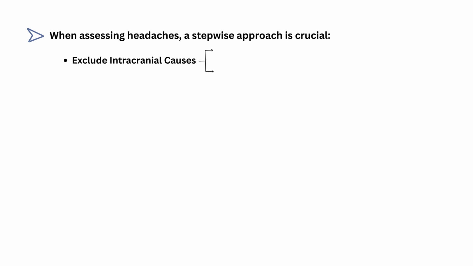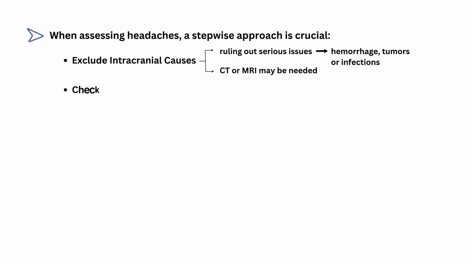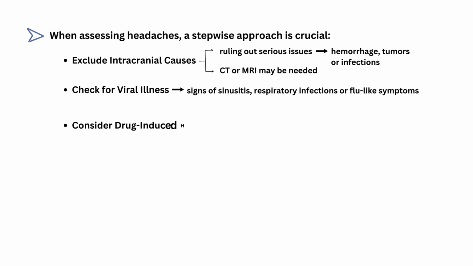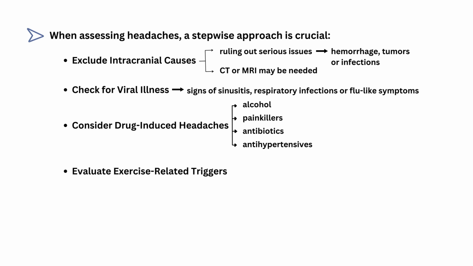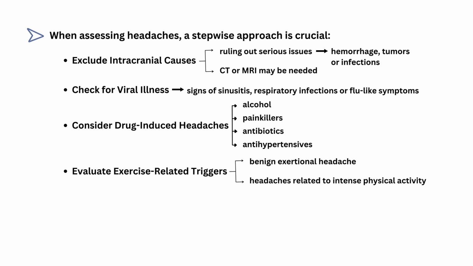When assessing headaches, a stepwise approach is crucial. Exclude intracranial causes. Start by ruling out serious issues like hemorrhage, tumors, or infection. Imaging such as CT or MRI may be needed. Check for viral illnesses. Look for signs of sinusitis, respiratory infections, or flu-like symptoms. Consider drug-induced headaches. Common culprits include alcohol, painkillers, antibiotics, and even antihypertensives. Evaluate exercise-related triggers. For example, benign exertional headaches or headaches related to intense physical activity.